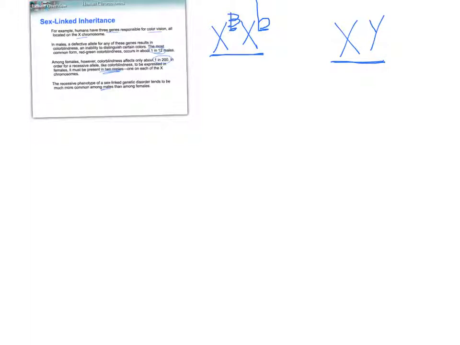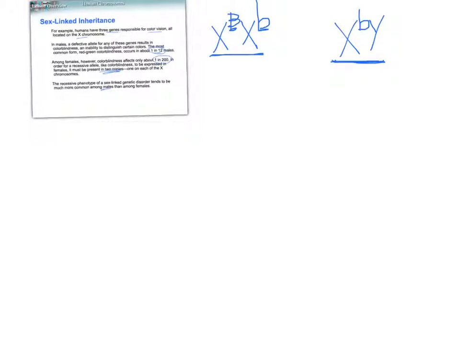So if we had just XY, we would assume that he has the big B, the normal ability to see color. However, if he is colorblind, then that's where we would write in the little b, and that would mean that he is colorblind. On his X chromosome, he carries the gene for colorblindness.